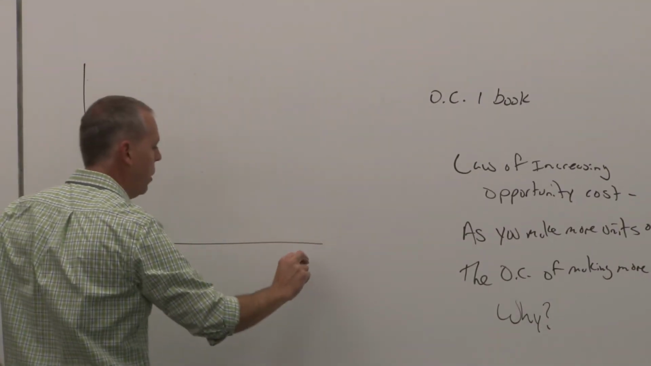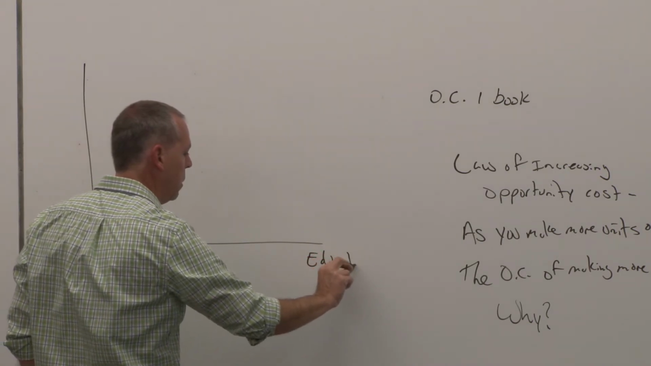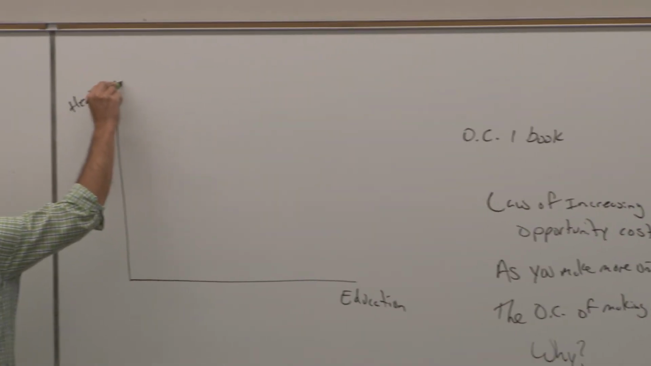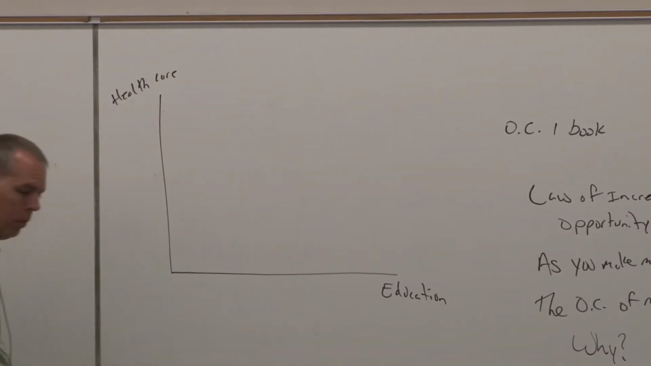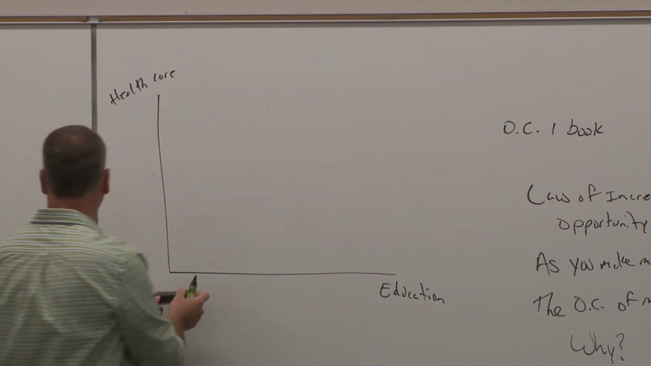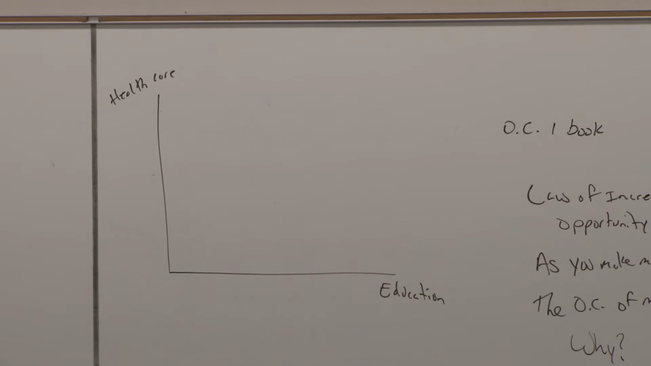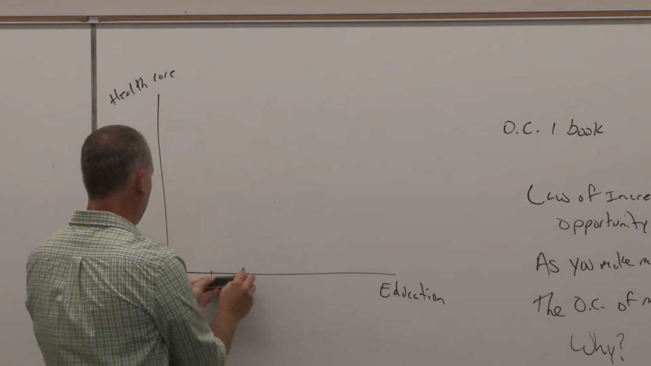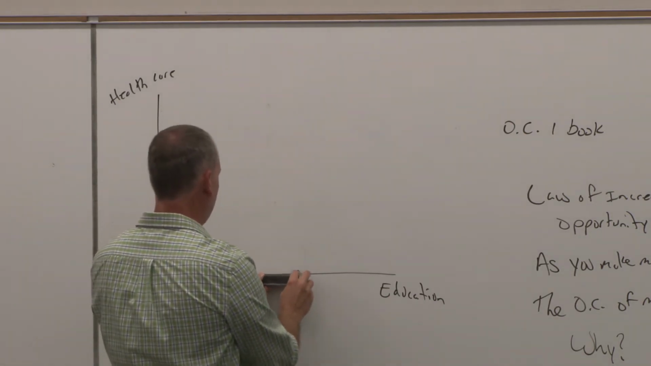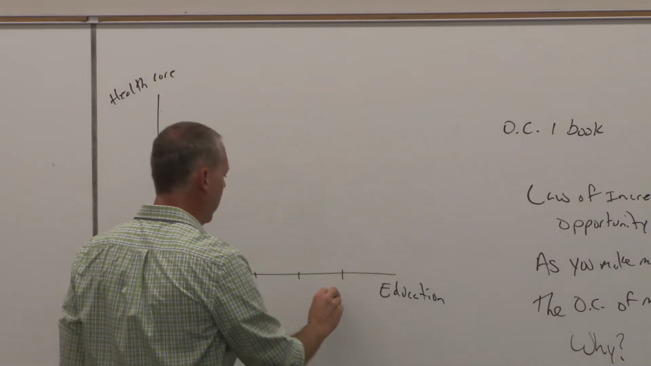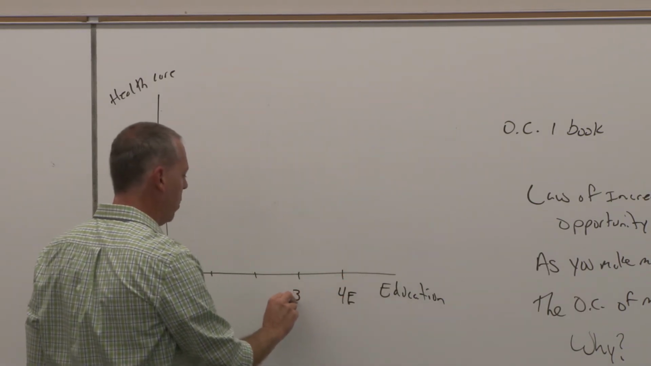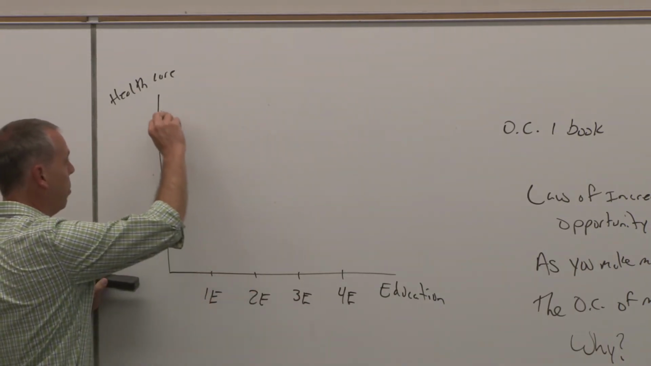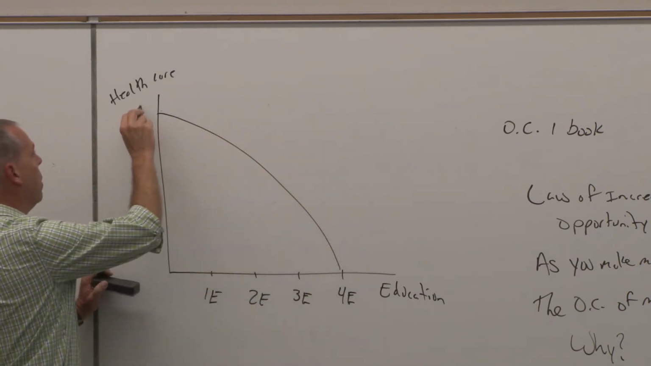And you can see this here, right? Here's education. Here's healthcare. And just to show you that this isn't a contrived example, that this doesn't show increasing opportunity costs because I drew it trickily, I'm going to make these all the same. Okay, so here's 4 units of education, here's 3 units of education, here's 2 units of education, here's 1 unit of education. Healthcare can be anything up here. Here's healthcare, all right?